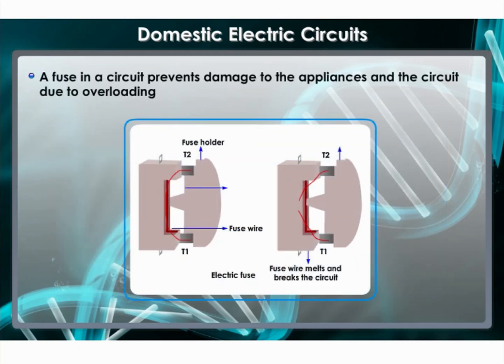Electric fuse is an important component of all domestic circuits. A fuse in a circuit prevents damage to the appliances and the circuit due to overloading. Overloading can occur when the live wire and the neutral wire come into direct contact. In such a situation, the current in the circuit abruptly increases. This is called short-circuiting. The use of an electric fuse prevents the electric circuit and the appliance from a possible damage by stopping the flow of unduly high electric current. The joule heating that takes place in the fuse melts it to break the electric circuit.